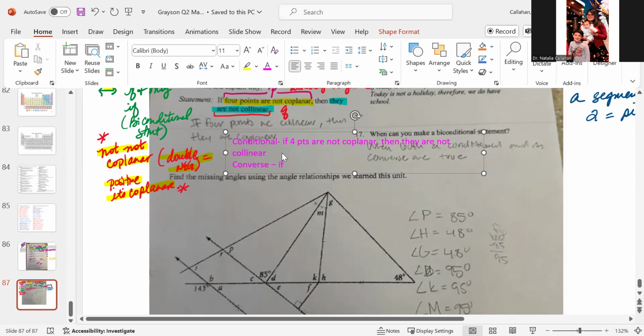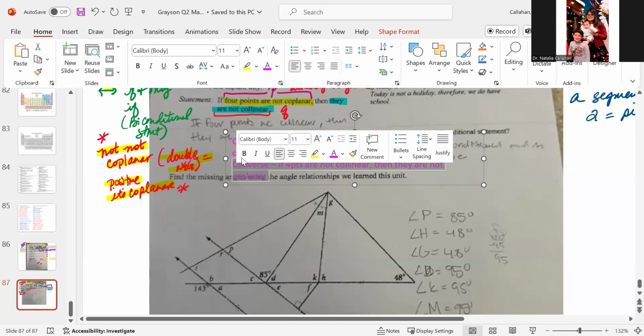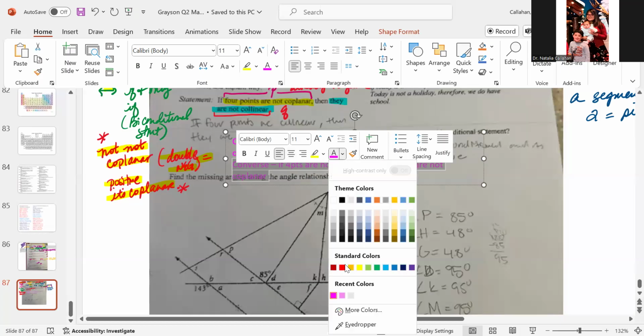If 4 points are not, and it's good that you put the collinear first, because that's the first part, right? Then make sure you write it down. They are not, and make sure it's backwards, coplanar. Because when you check this, you just want to make sure that the converse is backward from the conditional. Does that make sense? Yeah. Okay.